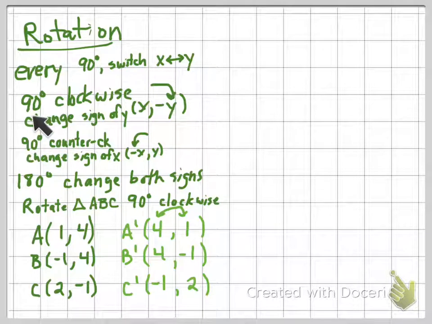Now the other part, the 90 degrees clockwise, tells me I now need to change the sign of all my y values. So I've got to change the sign of all these numbers right here.